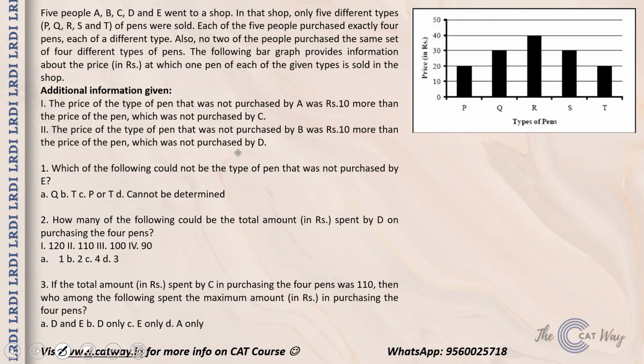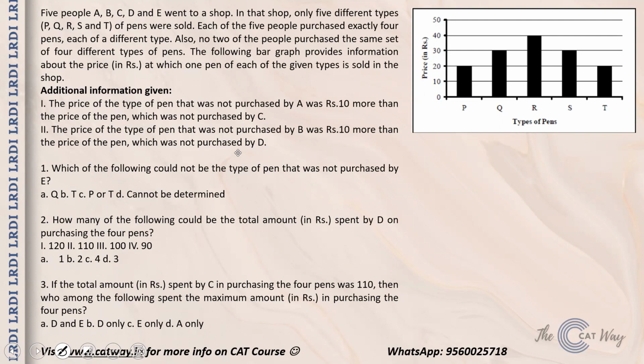So no two people purchase the same set of pens, which means every person is going to leave one pen out. So in every case that you form, every pen will be left out once. Then the following bar graph provides information about the price at which one pen of each of the given types is sold in the shop. So the price of the pen has also been given to you.